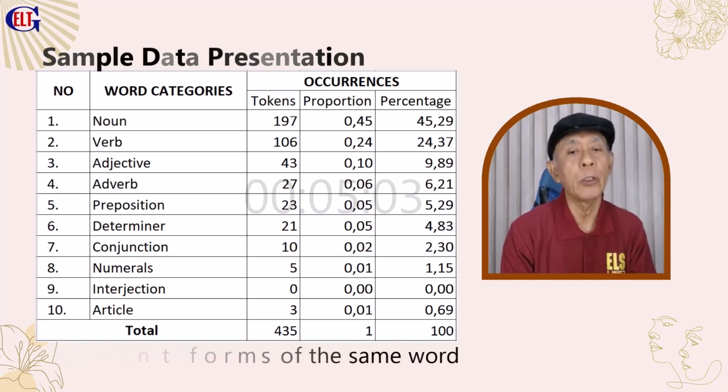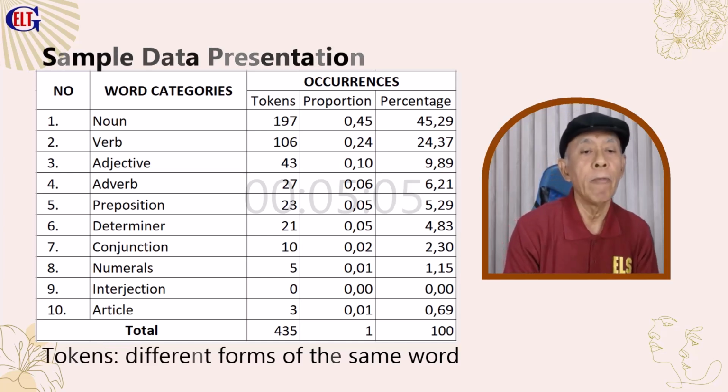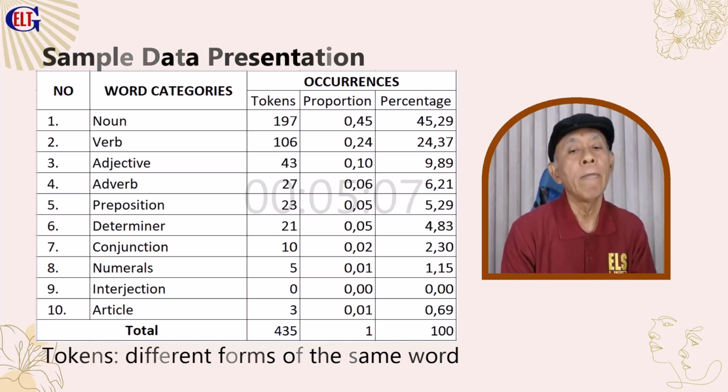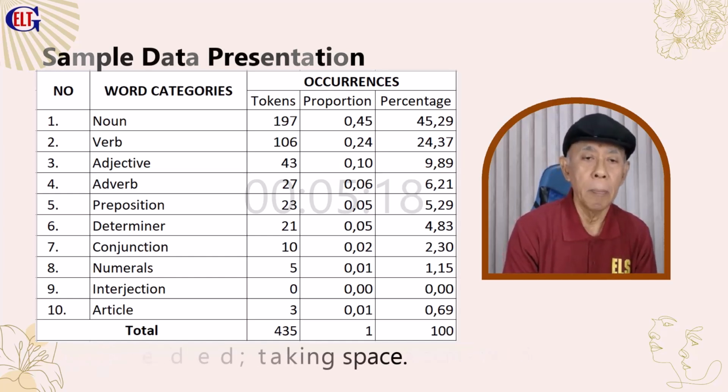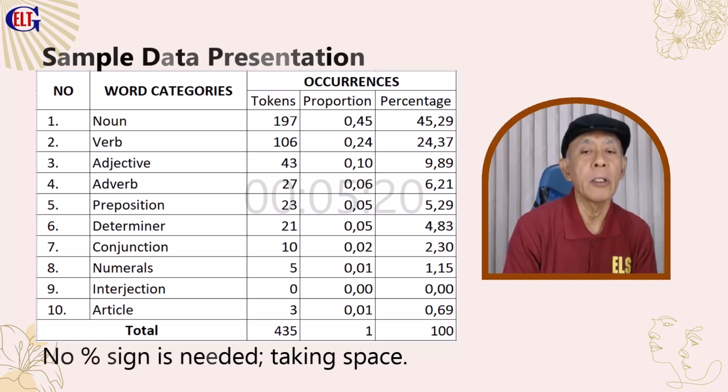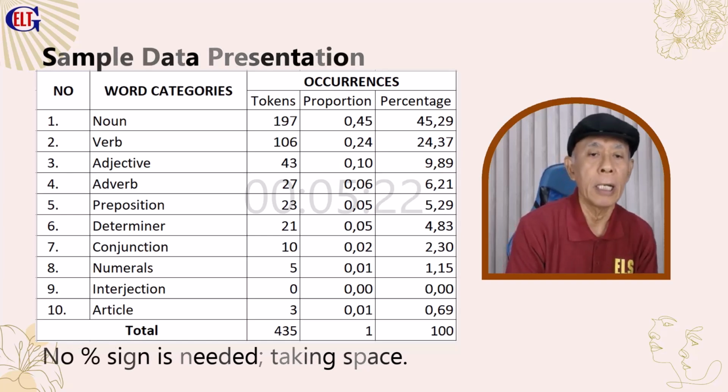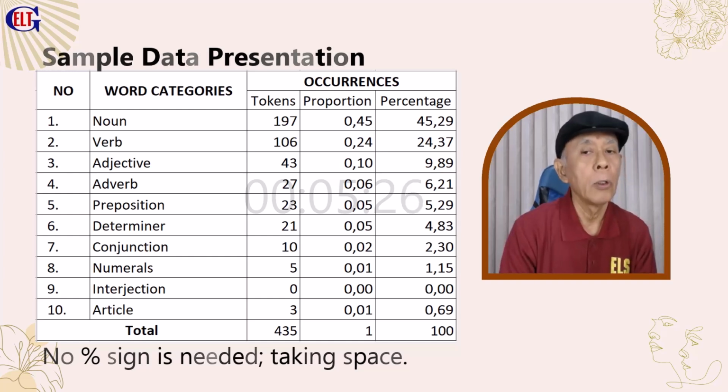Here I use the word token to refer to the different forms of a noun. The forms boys and boy are only one noun, boy, but they are different tokens. In the table, we don't need to write the percent symbol because that takes a space for the data discussion. We have got the heading percentage in the column, so the sign percent is not needed anymore.